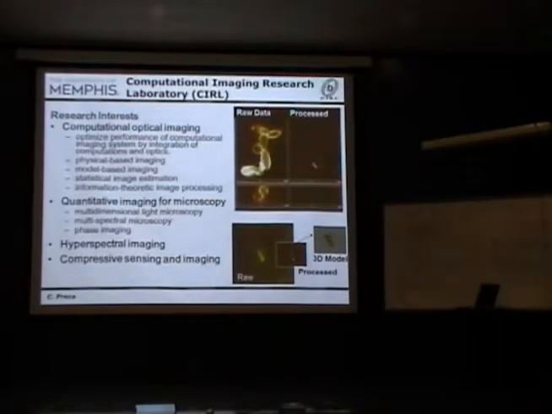And we are interested in multi-dimensional light microscopy, so 3 dimensions, X, Y, and Z, over time, multispectral, different wavelengths. And I'll talk about fluorescence microscopy today, but we've also been doing a lot of work on phase imaging, quantitative phase imaging using DIC microscopy, and I hope to talk about that in the upcoming lectures on a different day. We also have interest in hyperspectral imaging. We've done some work in the past on compressive sensing and imaging, but we don't have any funded projects right now in these areas.